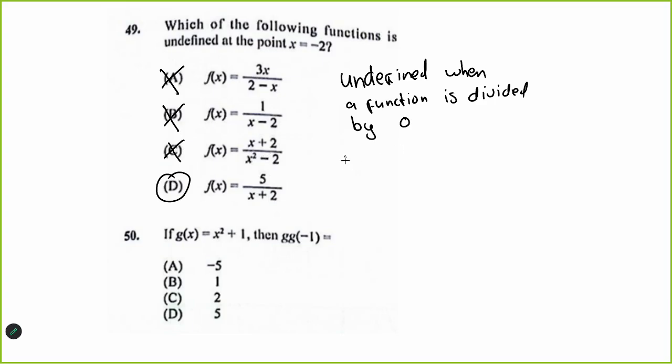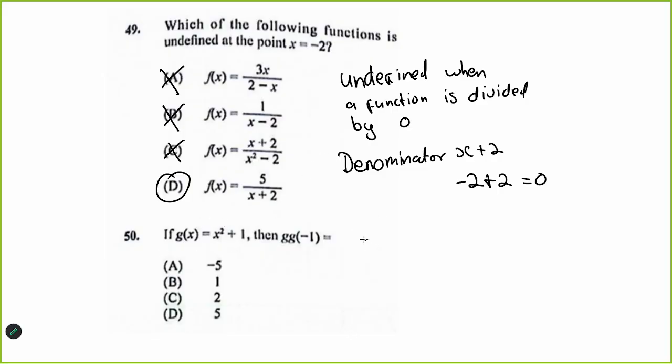Or even, if you look at the denominator, you put x plus 2, x is negative 2, plus 2 is in fact 0, so you know that when x is negative 2, you'll get 5 divided by 0. Whenever something is divided by 0, that is when a function is undefined.